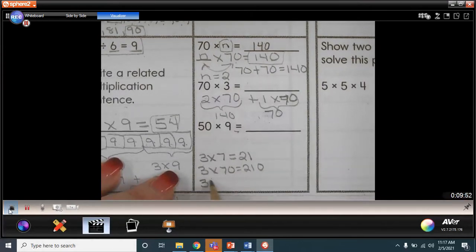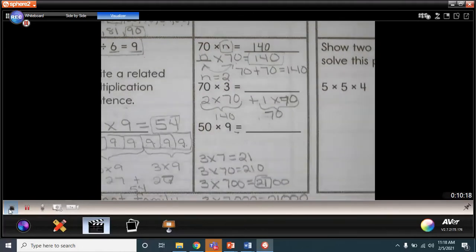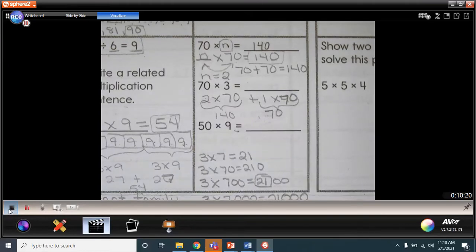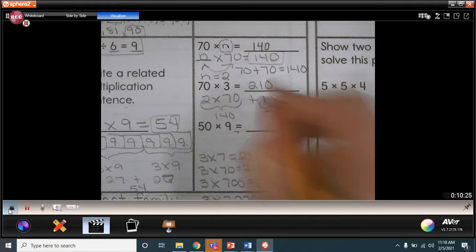If I were going to do 3 times 700, yes, I would have 2,100. Notice I still have that 21. And I could continue this pattern forever. 21, and that would be 21,000. So it's good to see patterns in numbers. So we are going to come back up here. It's going to be 210.